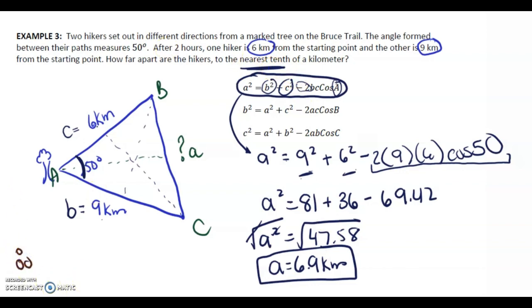And because it is a word problem, let's go ahead and put a therefore statement. Therefore, the hikers are 6.9 kilometers apart.